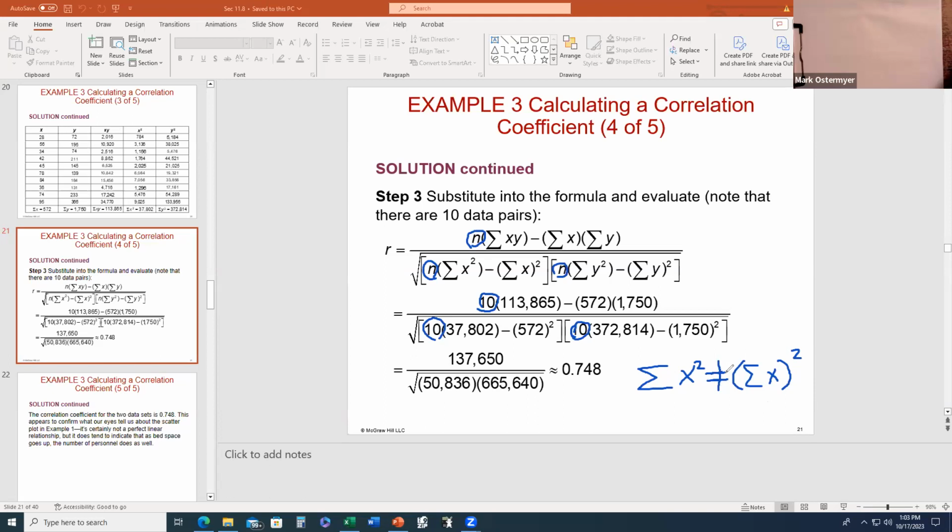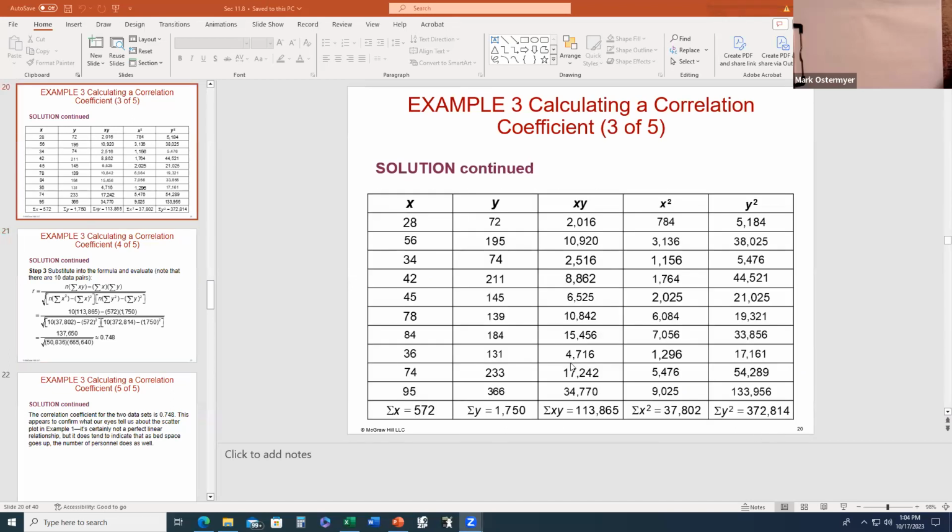Here's why. The summation on the left first had us squaring all the x values, and then summing them up. On the right side, the summation first had us adding all the x values together, and then just squaring that sum. Let's go back and convince ourselves that these are not equivalent to each other. Let's go back to our table. What would be the sum of the x squared values? Do you agree it's this 37,802? That's the sum of the x squared values.